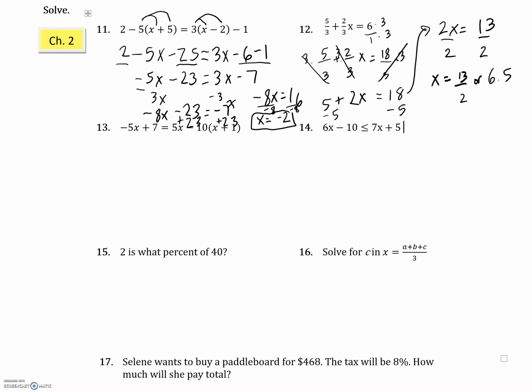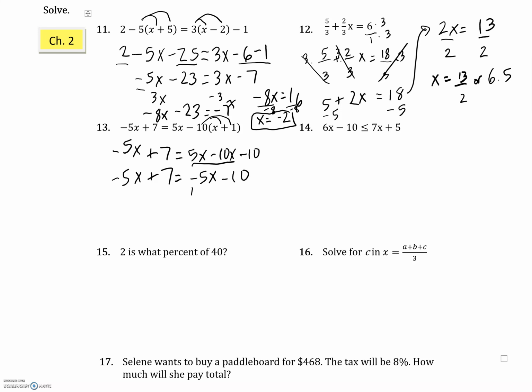Number 13, I'm going to clear this up a little bit so we can see it better. Number 13 is again like number 11. I'm going to start by distributing. The left side's already simplified enough. Over here, I have 5x, distribute the negative 10. So I have negative 10x and minus 10. Negative 5x plus 7 on the left still, combining like terms on the right. Negative 5x again, minus 10.